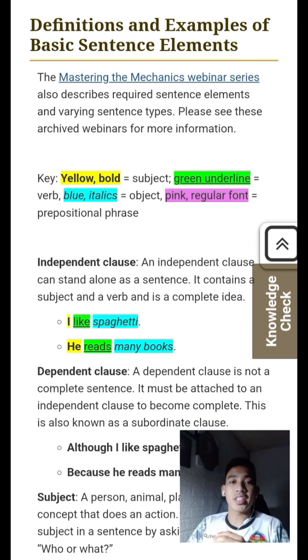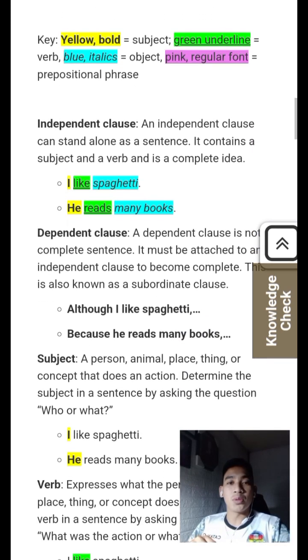Now, definitions and examples of basic sentence elements. As a key: yellow bold, this is the subject, while green underlined, that is the verb, while blue italics, that's the object, while pink regular font, that's the prepositional phrase. So, let's go.